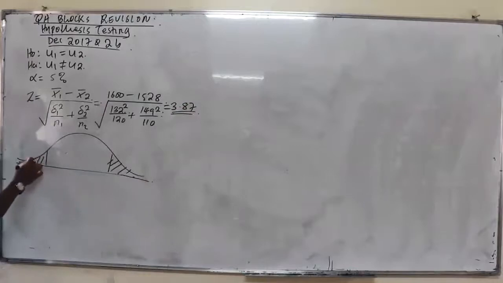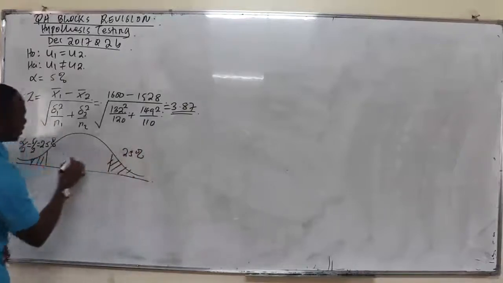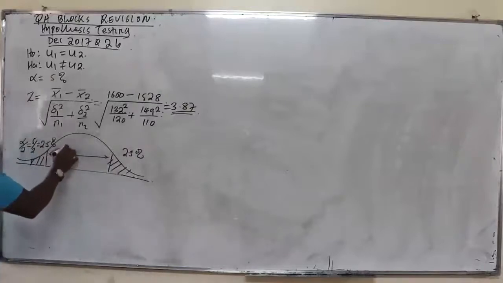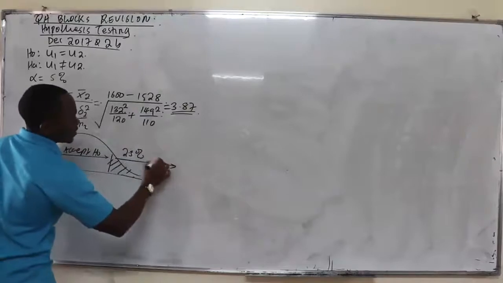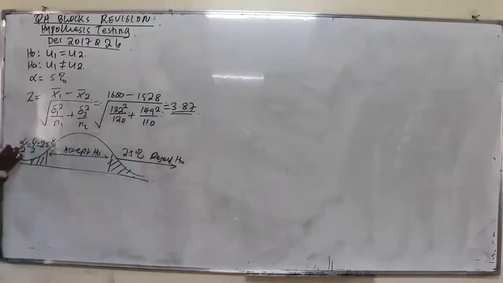In case of a two-tailed test, we'll have alpha over 2. So our level of significance is 5%, and 5% divided by 2 will be 2.5% on each side. If your Z calculated is within this region, that means you accept the null hypothesis. If it is in this region, that means you reject the null hypothesis. Also, when it's on this side, you need to reject.